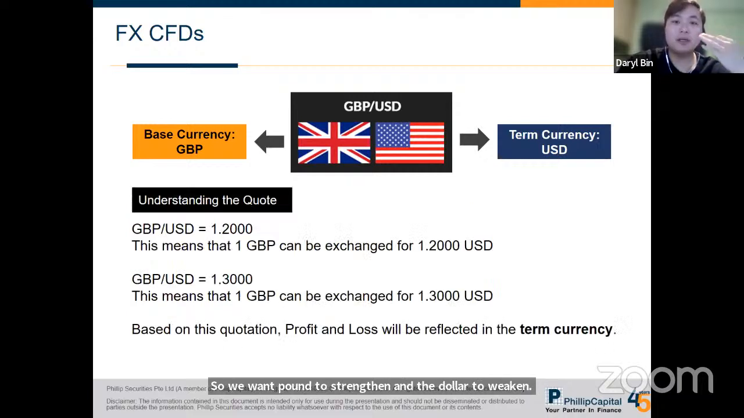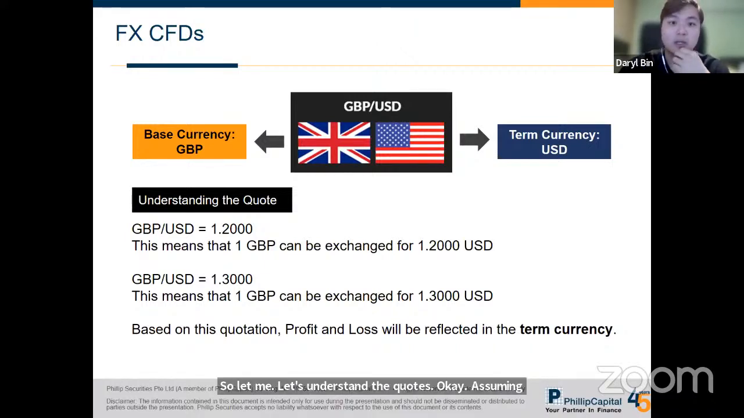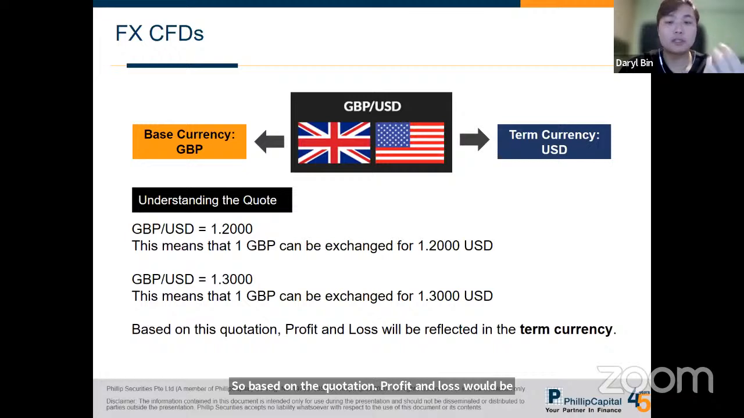So let us understand the quotes. Assuming that pound USD is 1.2, this means that 1 pound can be traded for 1.2 USD. And if pound dollar is 1.3, this also means that 1 pound can be traded for 1.3 USD. Based on the quotation, profit and loss will be reflected in the term currency. So if we are in a long position for the pound dollar, we want the pound to strengthen and the dollar to weaken.